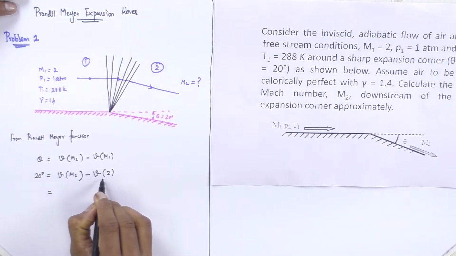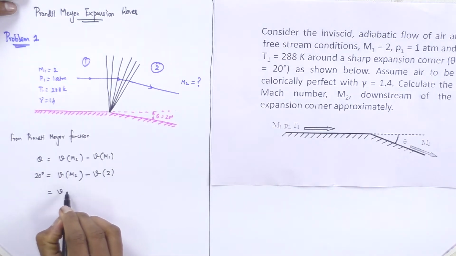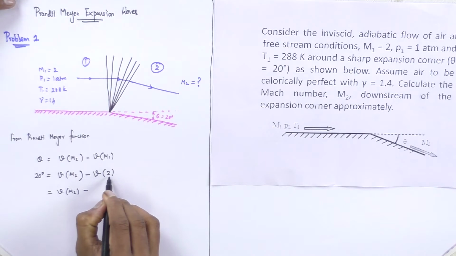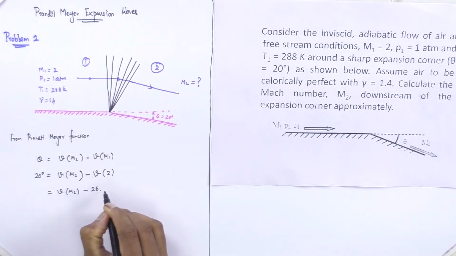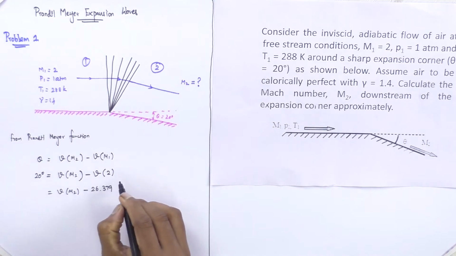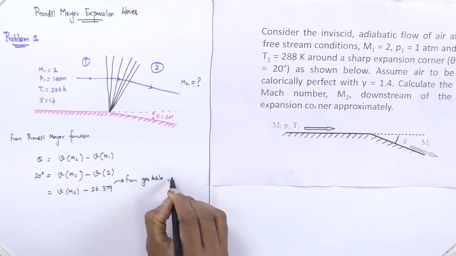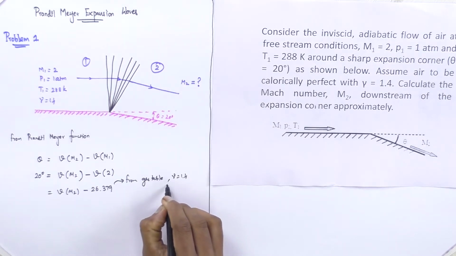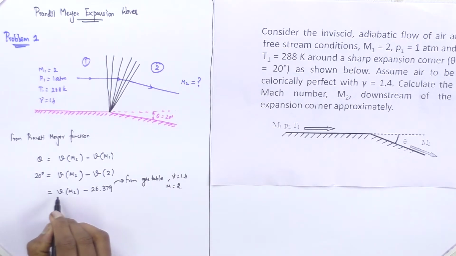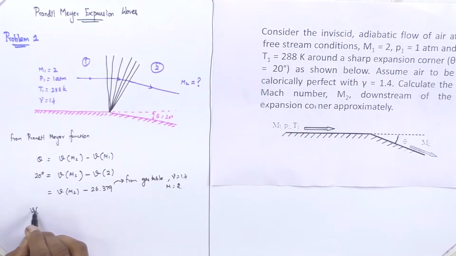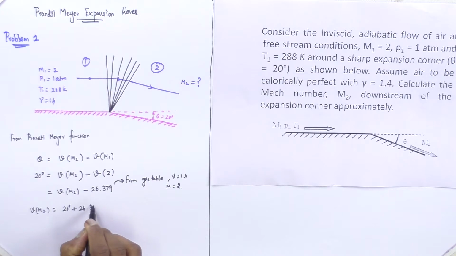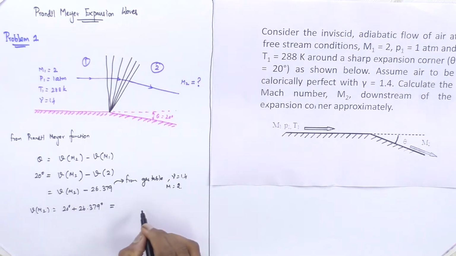So this value we can refer from gas tables. From gas table, this Prandtl-Meyer angle for Mach number 2 is 26.379. This is from gas table for gamma is equal to 1.4 and M is equal to 2. So now we can represent this Prandtl-Meyer function of M2 is equal to 20 degree plus 26.379 degree. So this will give us Prandtl-Meyer function of M2 is equal to 46.379 degree.